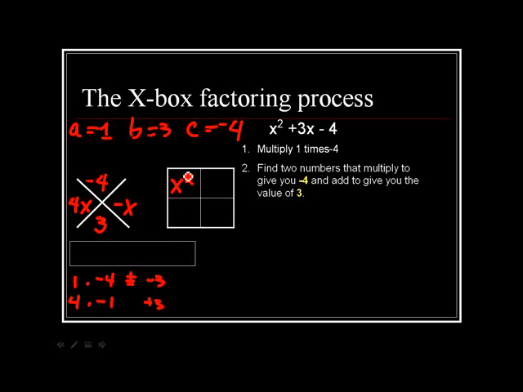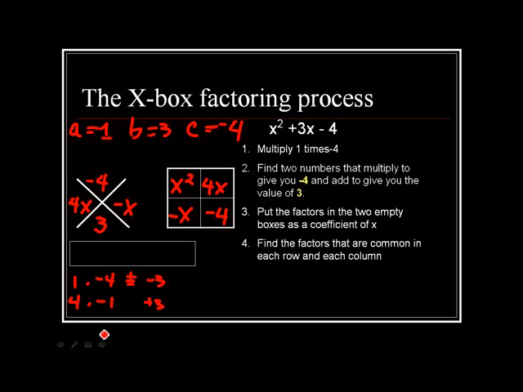Again, the x squared goes in the top left, the c goes in the bottom right. Our new numbers, 4x and negative x, it does not matter which one, you just put them in the remaining boxes. Now let's find the common factors. The common factor in the first column is x. The common factor in the second column is 4. The common factor in the first row is x. The common factor in the second row is -1. So our factors become x plus 4 and x minus 1.